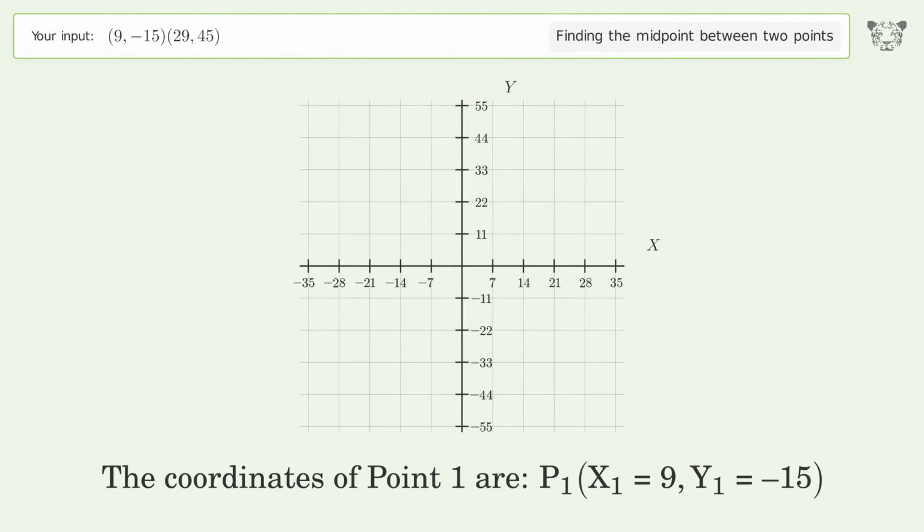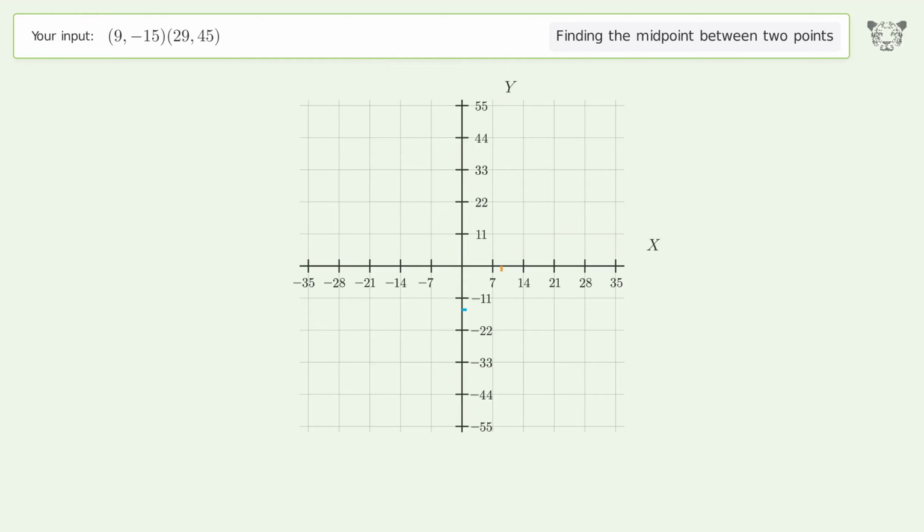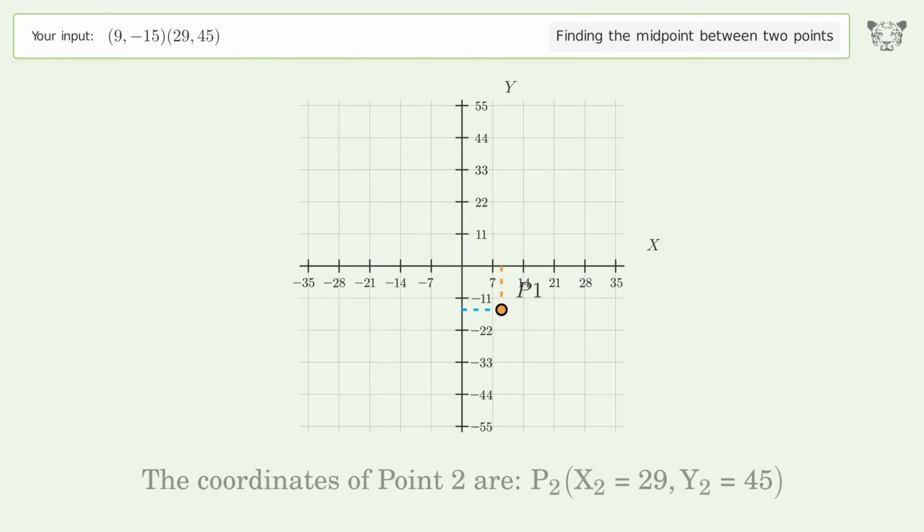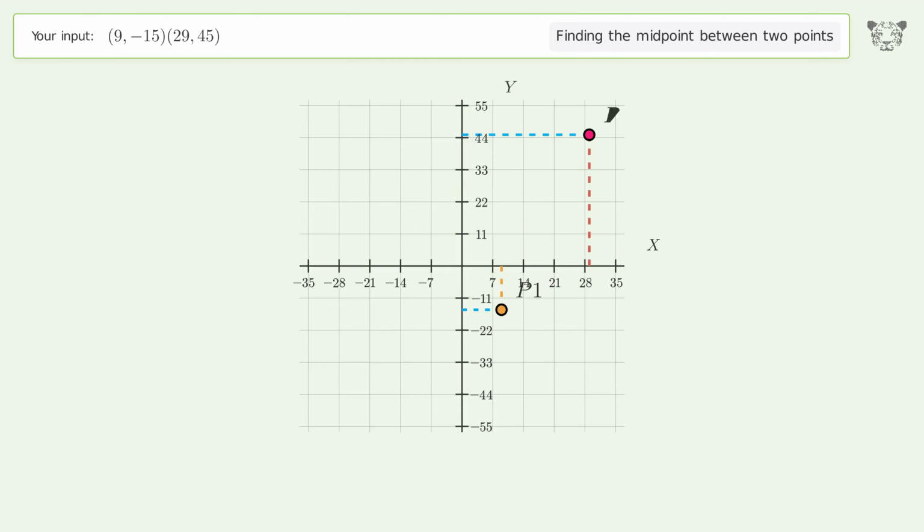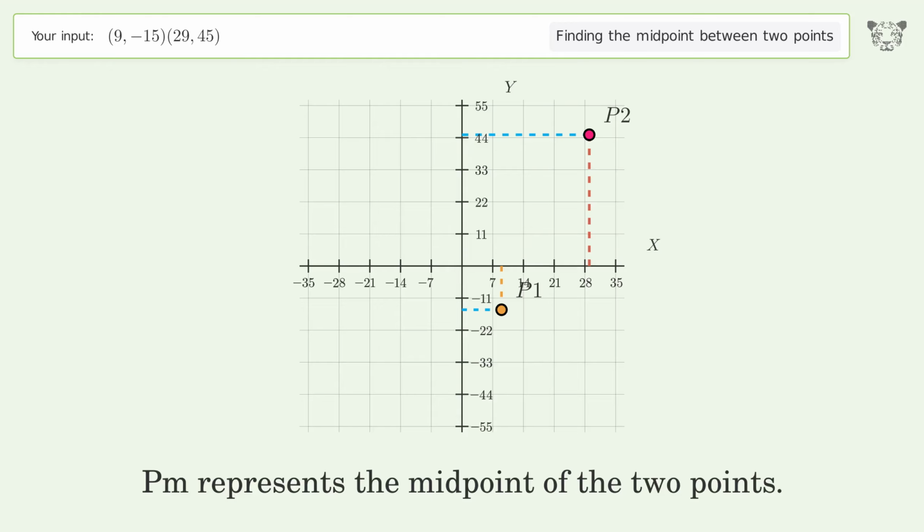The coordinates of point 1 are x1 equals 9, y1 equals -15. The coordinates of point 2 are x2 equals 29, y2 equals 45. PM represents the midpoint of the 2 points.